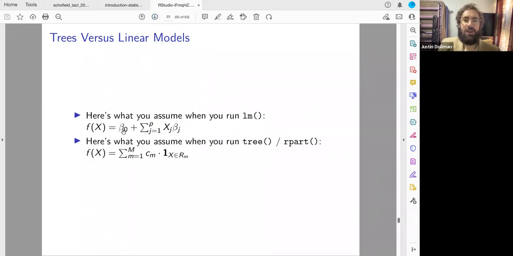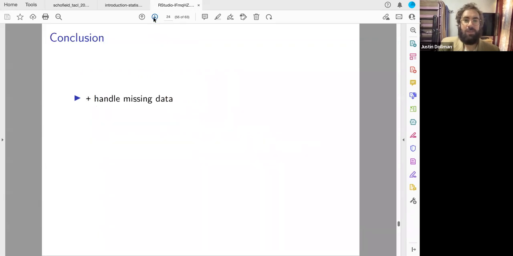This isn't super important, I mean, it is important, but it's just the notation. It's important to note that when you run a linear model, you're assuming a certain functional form. And if we had gotten to the lab, we'd see that you can use either tree or rpart for recursive partitioning. You assume this functional form. So these are just assumptions you make.